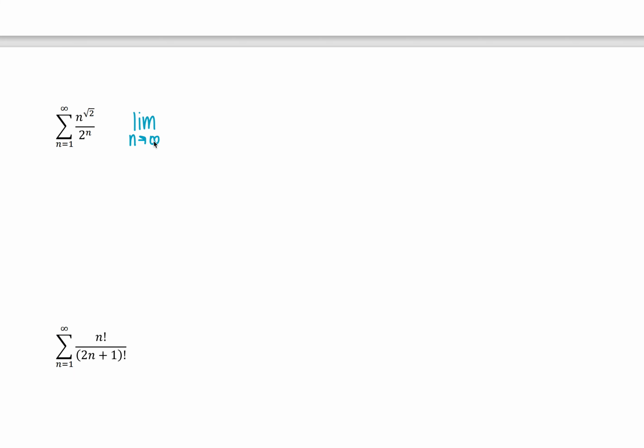So it's the limit as n approaches infinity. I'm going to look at the n plus 1 term. So it's going to be n plus 1 to the square root of 2 power over 2 to the n plus 1. And we'll compare it with the nth term, which is what we just have here.